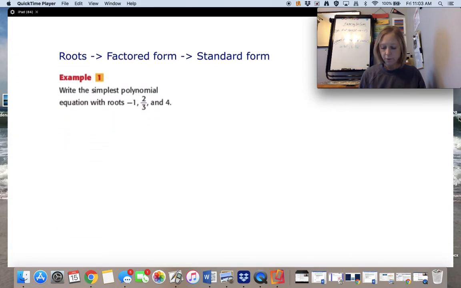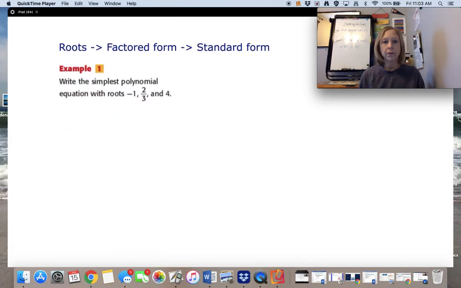So here's the first one I want to go through: how do we go from roots to factored form to standard form? Okay, well, we know that the roots of a polynomial or a quadratic, we solve those when we put the function equal to 0. And remember, the zeros were always the opposite of what we saw in the parentheses.